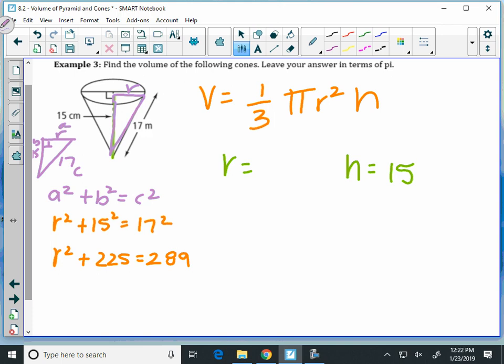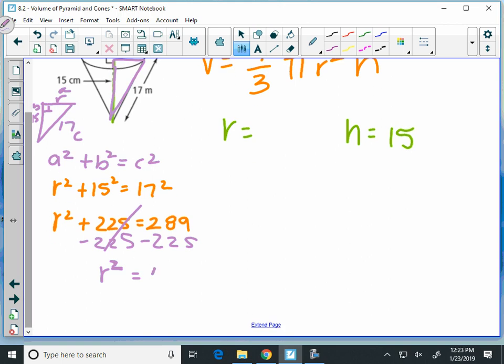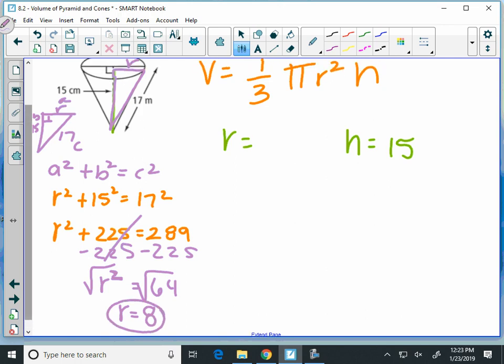To get R by itself, what do we have to do with that 225? Subtract. So we get R squared is equal to what? 64. Square root both sides, so R ends up equaling what? 8. That is our radius. Okay? So again, when something is missing, you're going to use the Pythagorean theorem to find it.